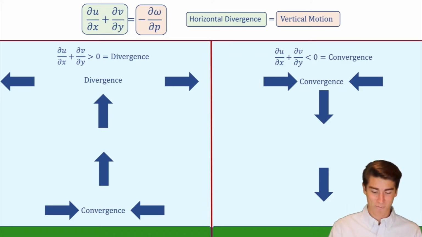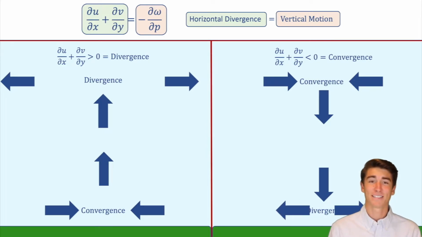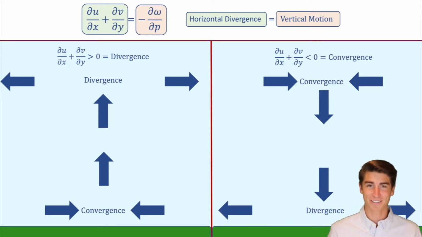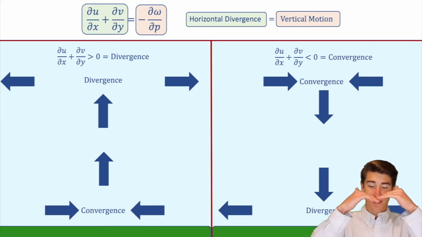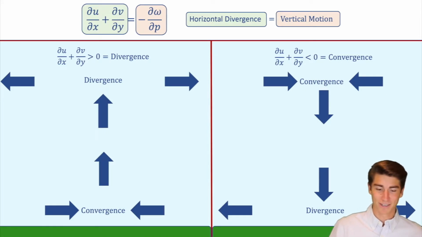And then that downward air can't just go straight through the earth, so it's going to lead to divergence on the surface. So once again, divergence aloft leads to rising motion, which leads to convergence at the surface. Convergence aloft leads to downward vertical motion and divergence at the surface.